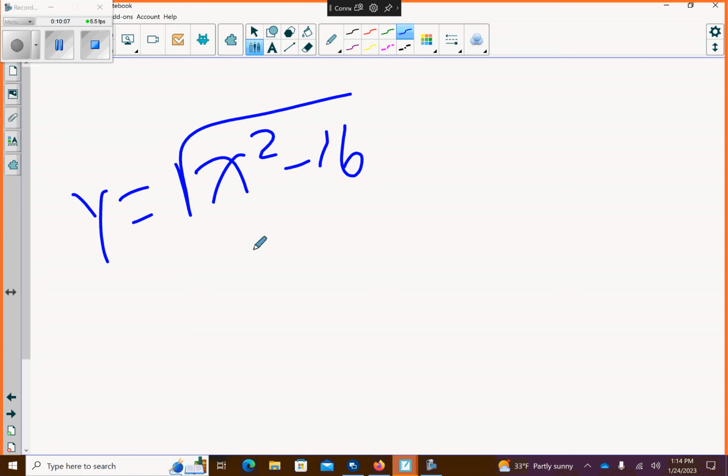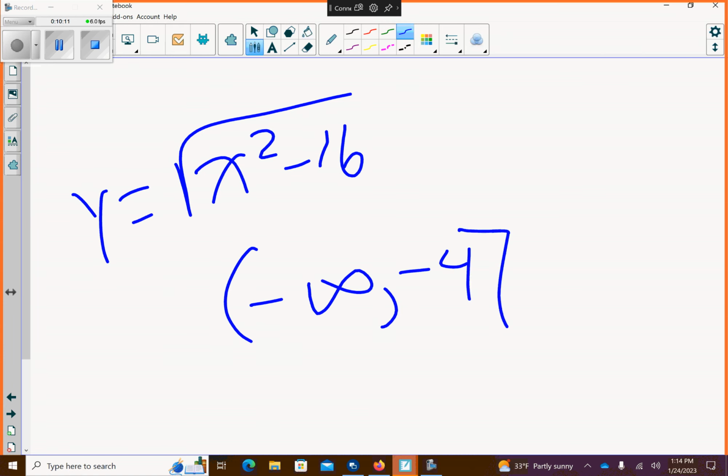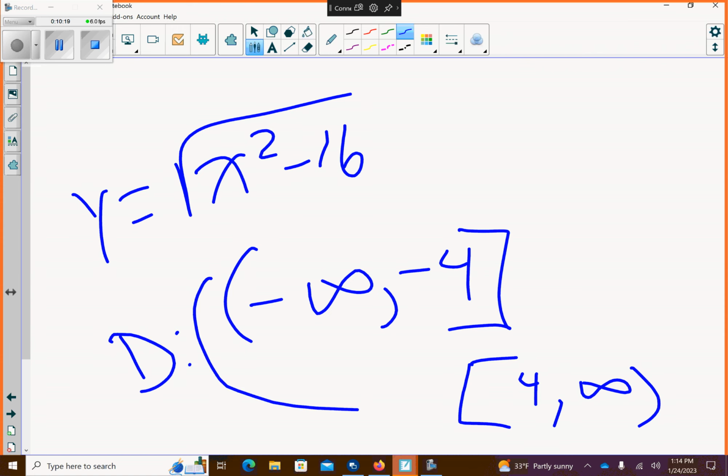If we plug that in, our domain is going to go from negative infinity to negative 4, square bracket, because that does exist, and then it starts up again, square bracket at positive 4 and goes to infinity. This whole thing is my domain, okay? And again, use the picture to describe what's taking place for the domain.